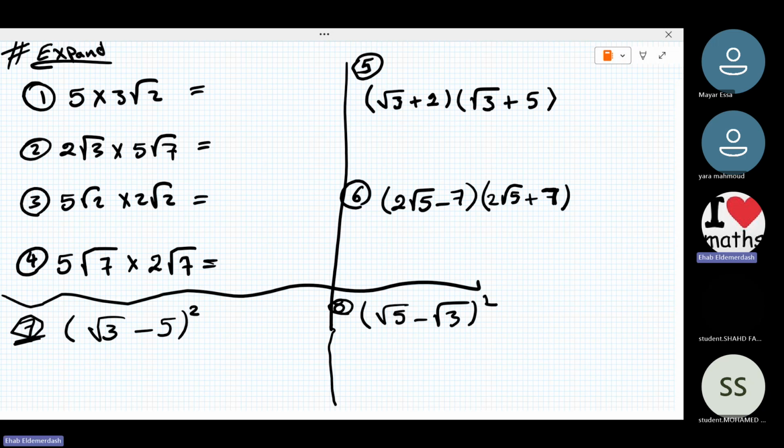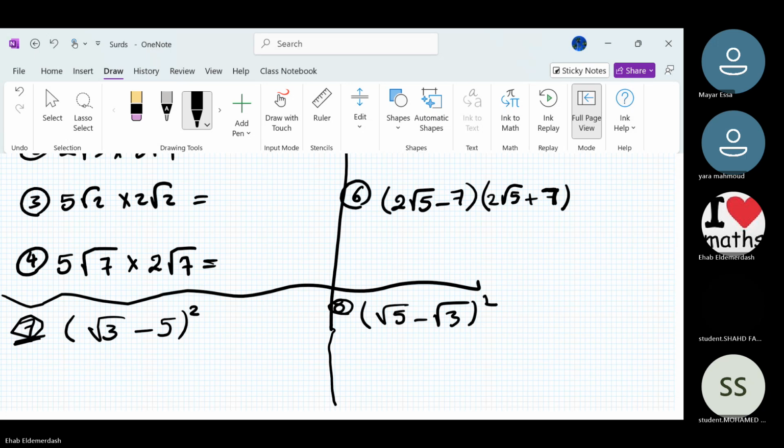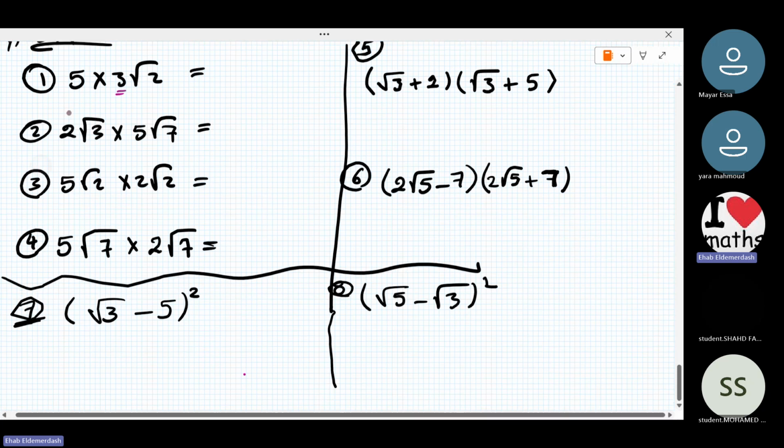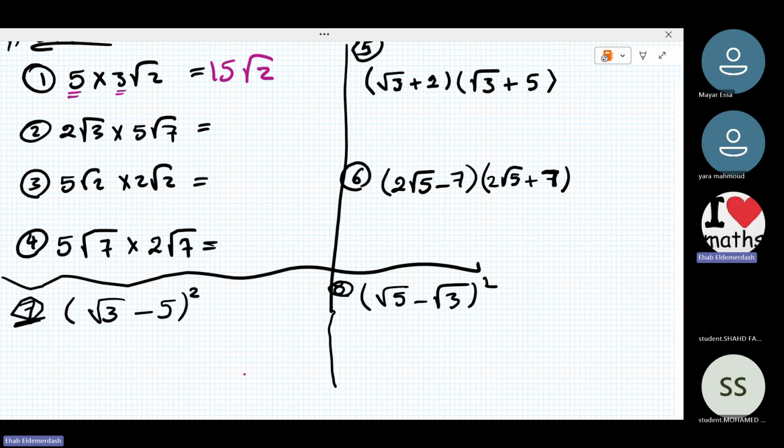First, the part where we need to make a multiplication. What is being multiplied here? 5 into 3 root 2. I have to multiply the whole numbers only. 5 with 3 is 15. Then root 2 stays separate, I will keep it. In the next question, 2 with 5 is equal to 10.